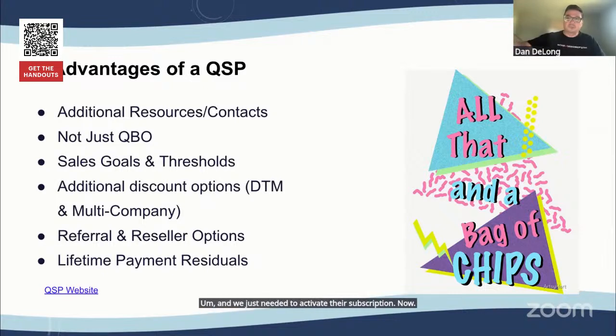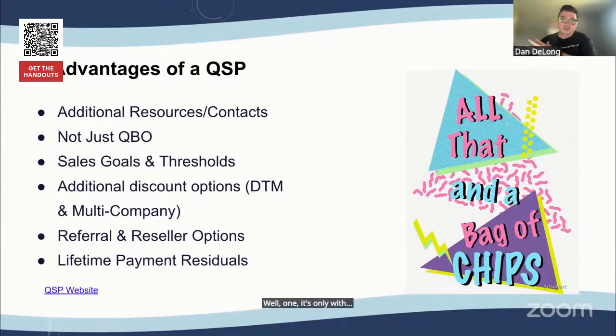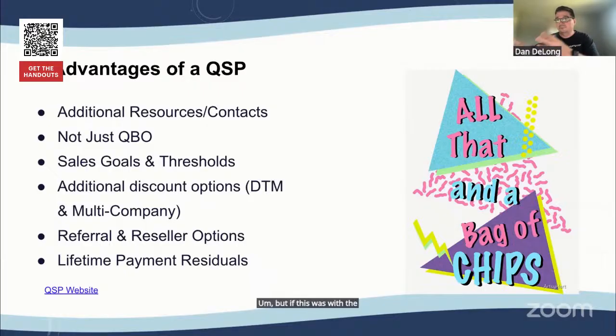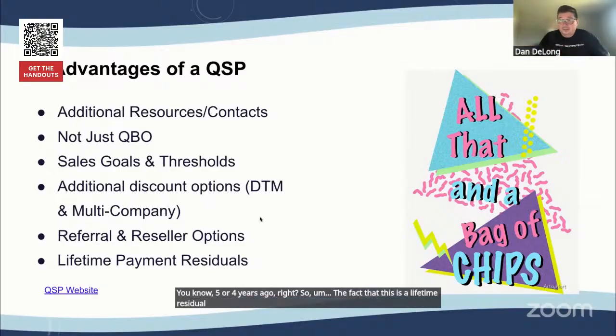Now, if this was a revenue share with the payments, well, one, it's only with QBO and not desktop. And oh shoot, my computer just restarted. Of course it did. Those of you watching the live feed are not watching the live feed anymore on YouTube. But if this was with the QPO revenue share model, that would have ended four or five years ago, right? So the fact that this is a lifetime residual is different.